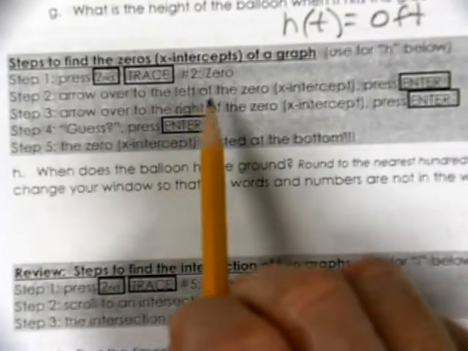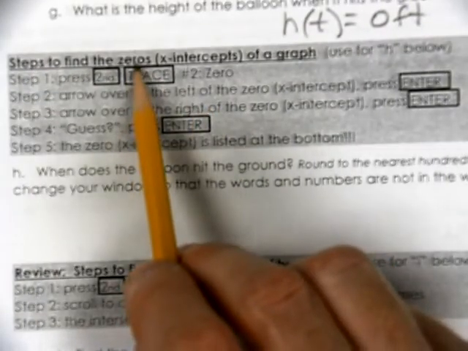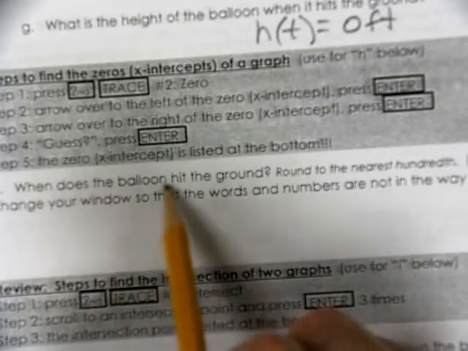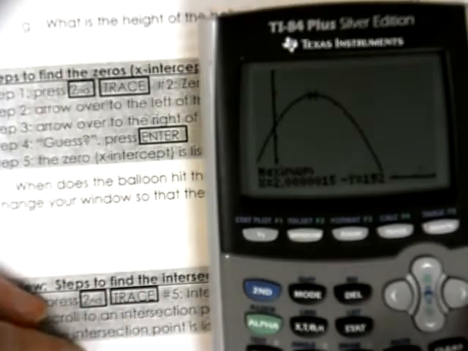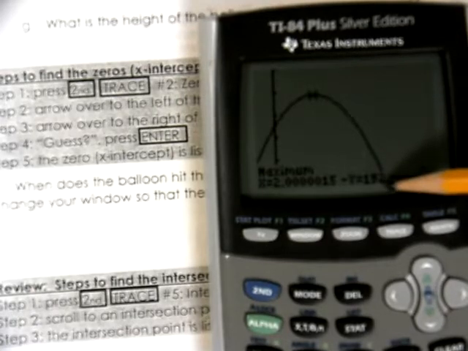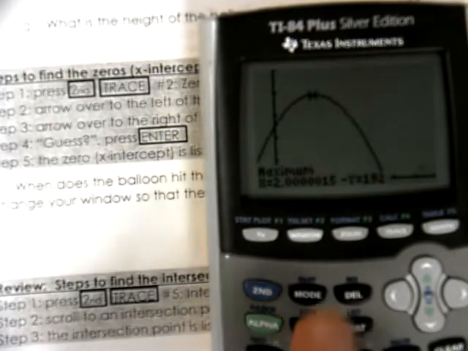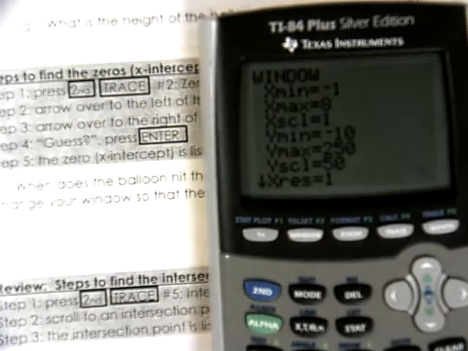When does the ball hit the ground? These are called the zeros, or the x-intercepts of the graph. When does the ball or balloon hit the ground? Well, we can't completely see what's going on here because we got some equation parts that are getting in the way. So if you go to window and we go to a y value that's a little bit further down, like maybe -50.